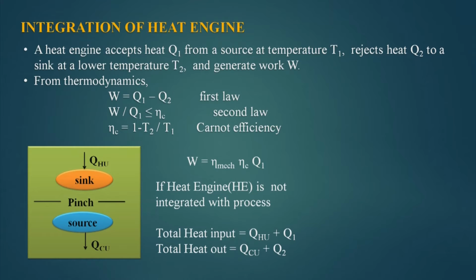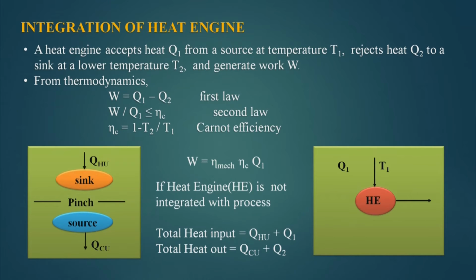Now, if I integrate this, then my total heat input and total heat output should decrease, then only I get some profit out of it. So, let us see. This is my heat engine and this is my process. So, the heat input is QHU plus Q1, this plus this, and output is this plus this.